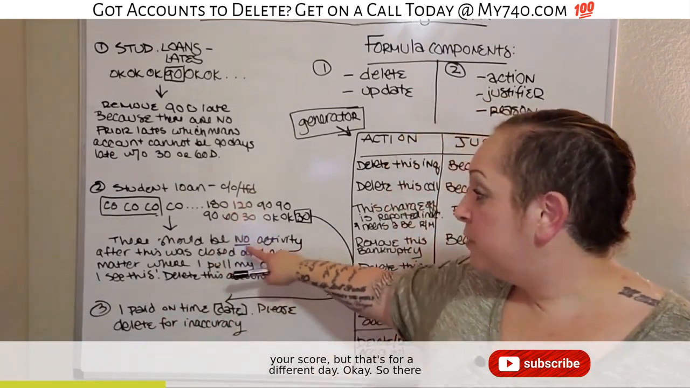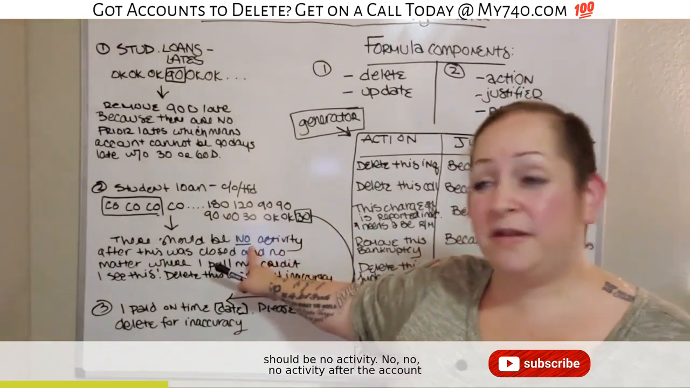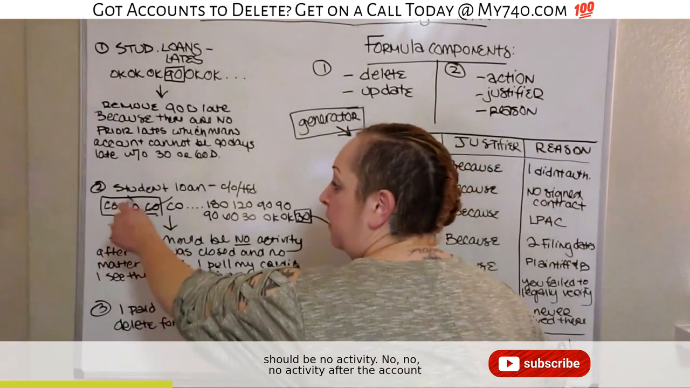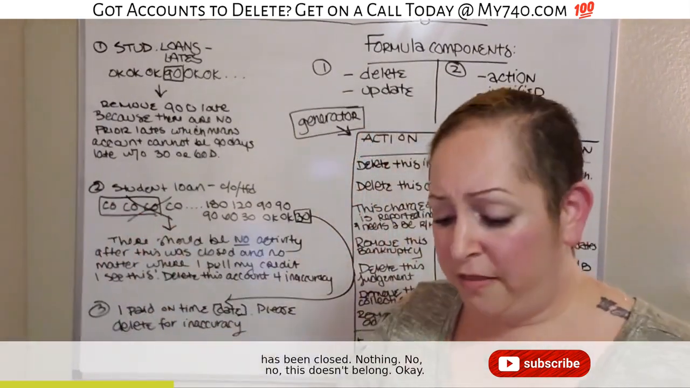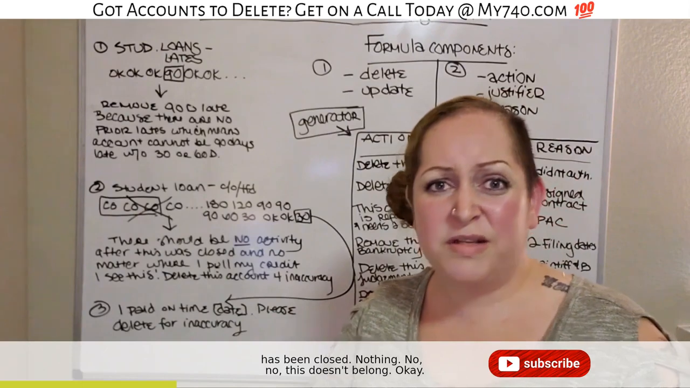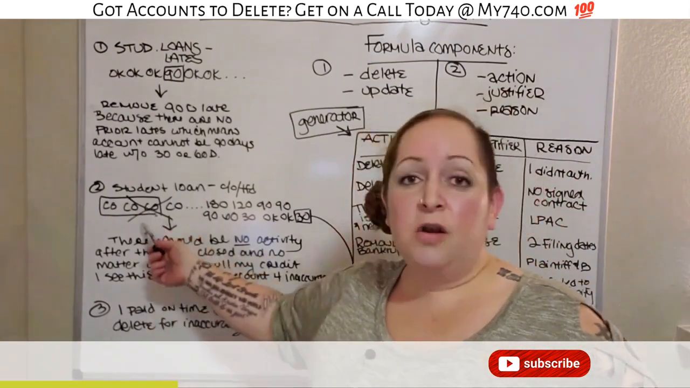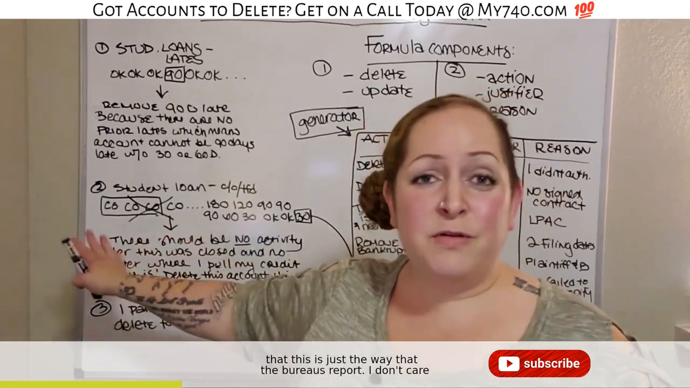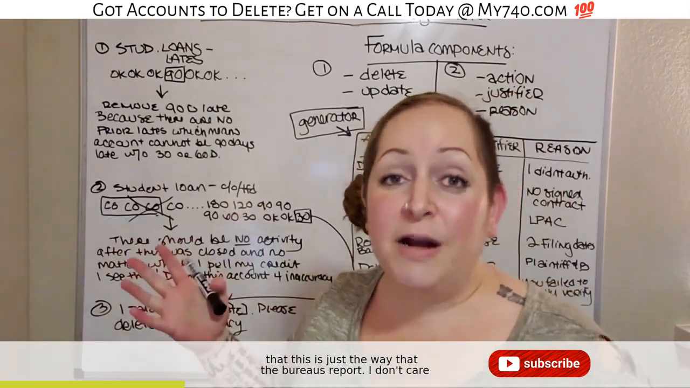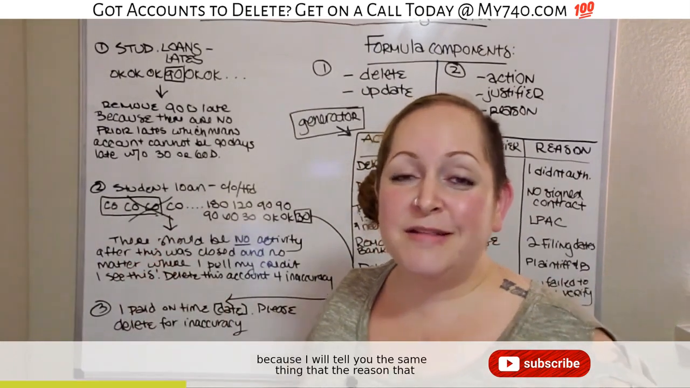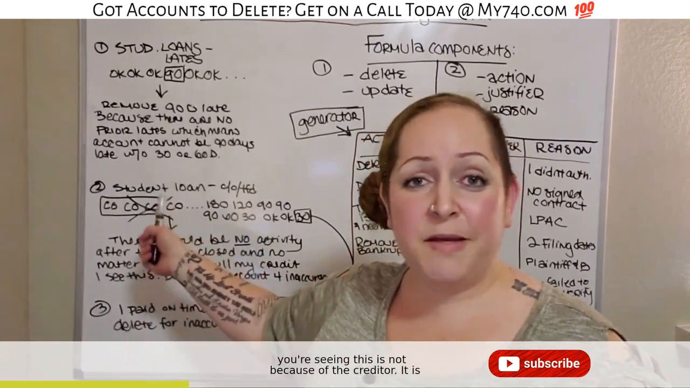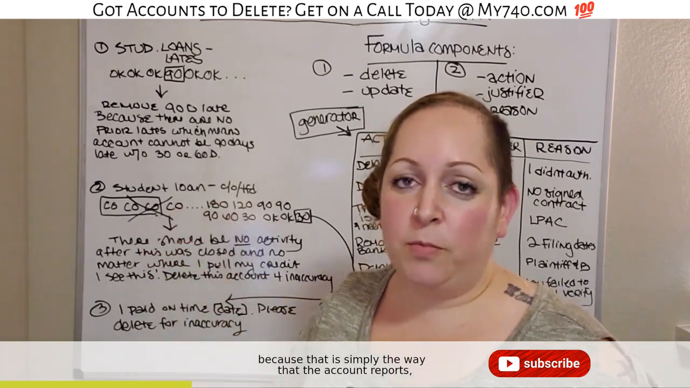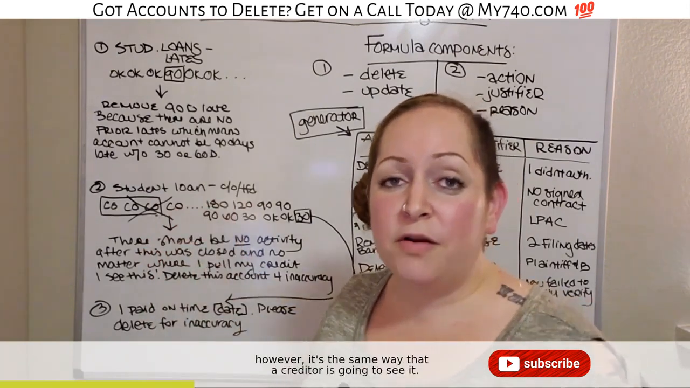Okay. So there should be no activity after the account has been closed. Nothing. No, this doesn't belong here. Okay, no activity after the account was closed. Now, some may say that this is just the way that the bureaus report. I don't care, because I will tell you the same thing, that the reason that you're seeing this is not because of the creditor, it is because that is simply the way that the account reports. However, it's the same way that a creditor is going to see it.